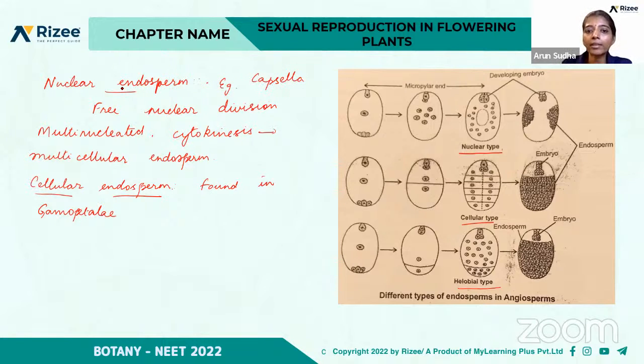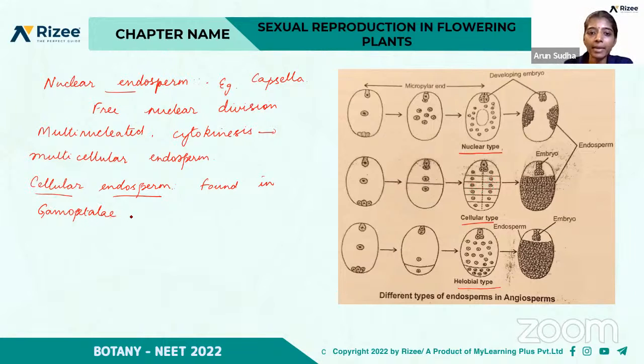And mostly dicotyledons, they show nuclear endosperm. Okay, so it is found in gametopetale group. So here what happens? After the formation of the nuclear division, after every nuclear division, there occurs a wall formation. So if you see, there will be a single nucleus which is surrounded by the wall, right? So that forms a separate cell.